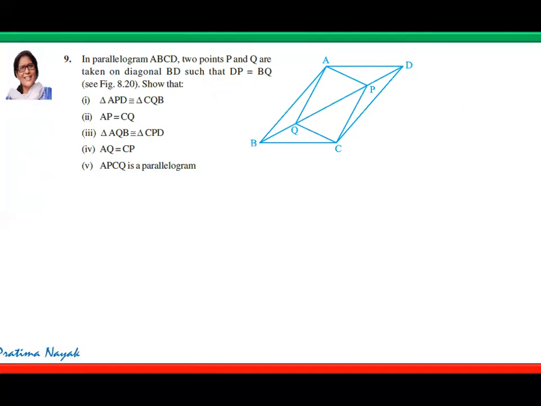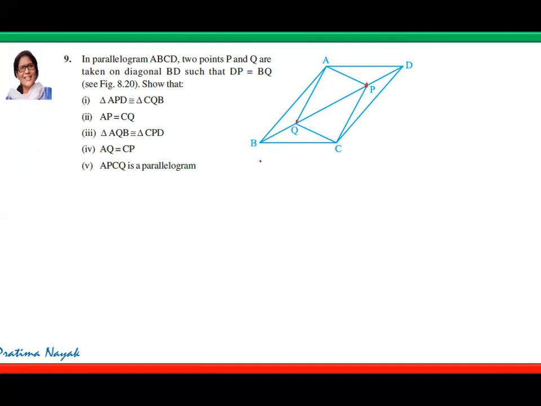In a parallelogram ABCD, 2 points P and Q are taken on a diagonal BD such that DP is equal to BQ. Show that triangle APD is congruent to triangle CQB, AP is equal to CQ, triangle AQB is congruent to triangle CPD, AQ is equal to CP, and APCQ is a parallelogram.